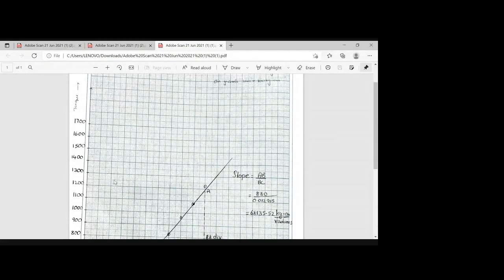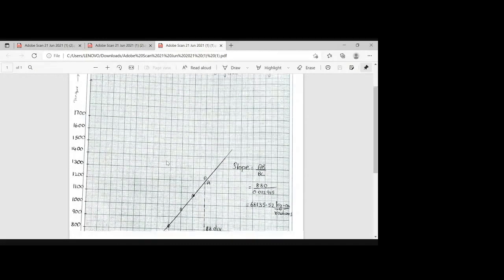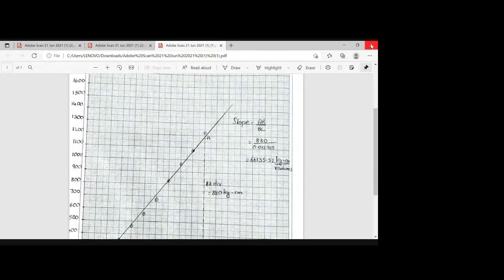Our equation is TR by J. R you take the radius of the specimen, that also the readings will be given to you. That's all about the experiment and the calculation.